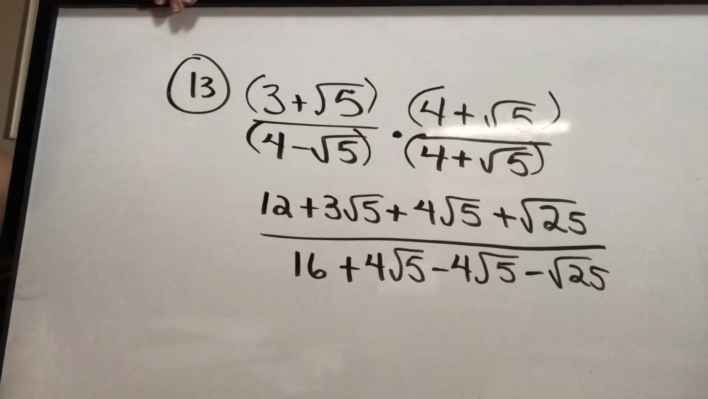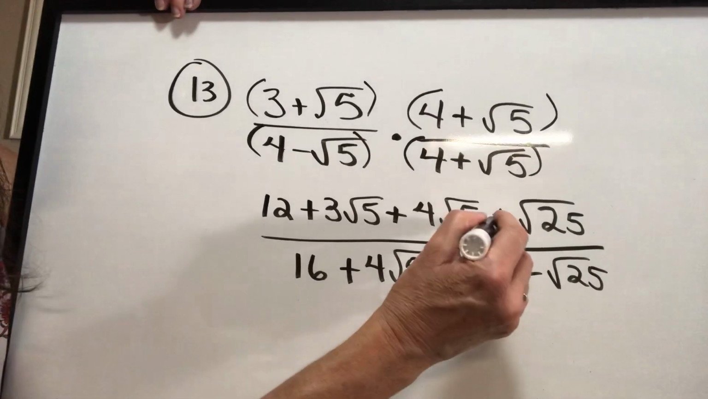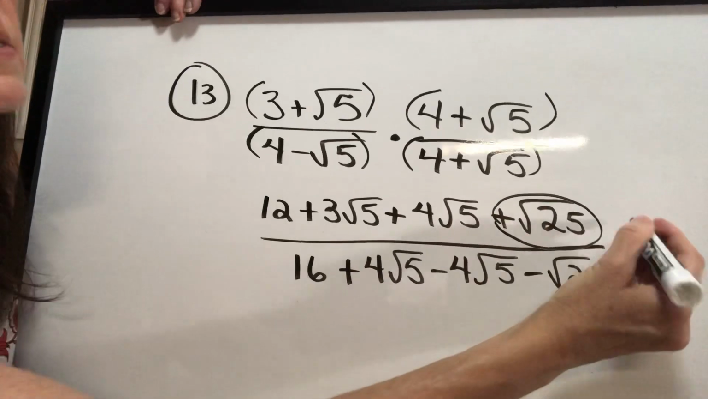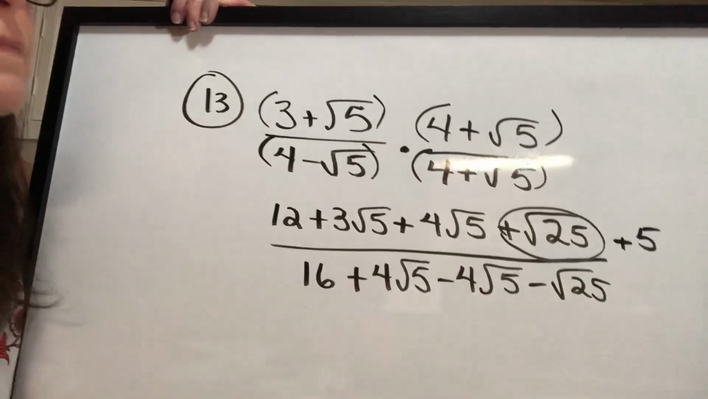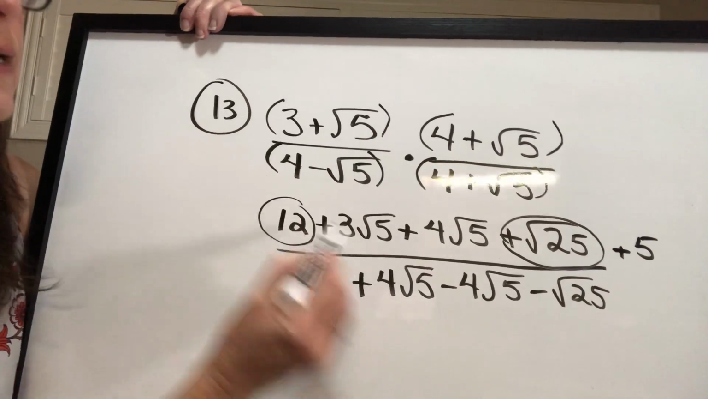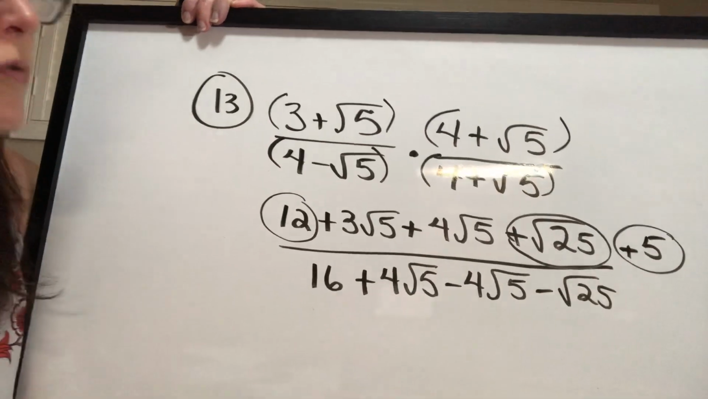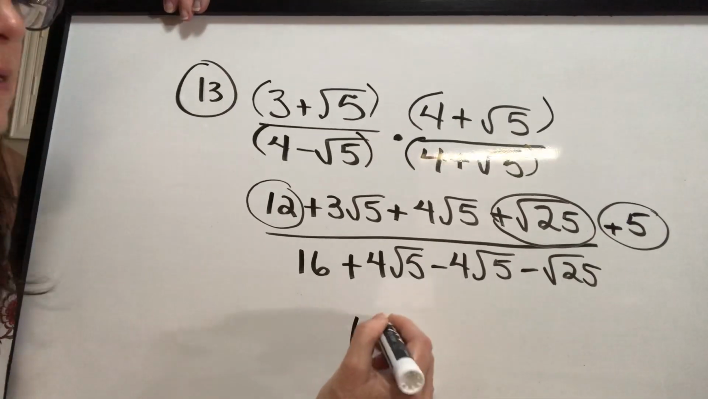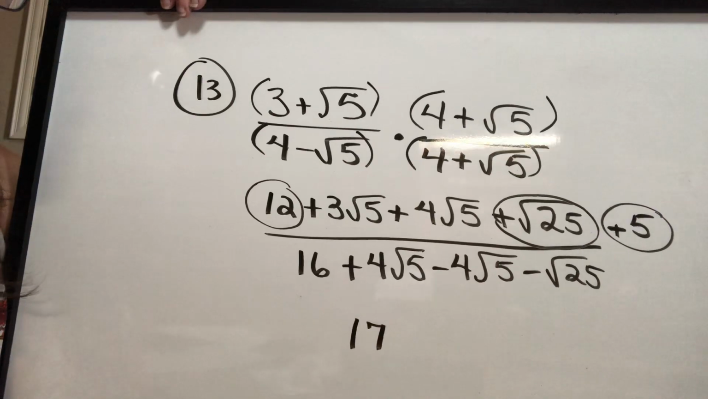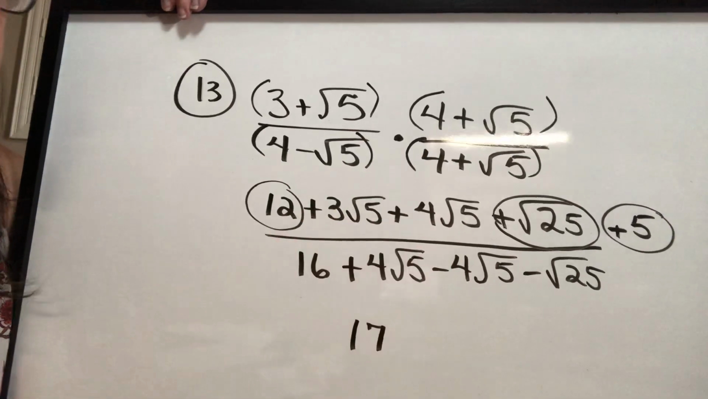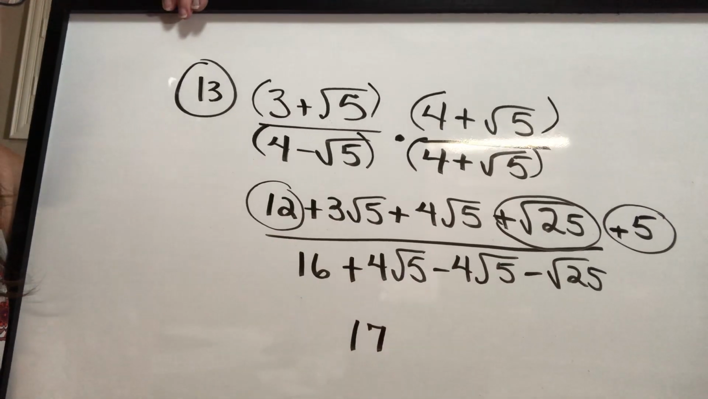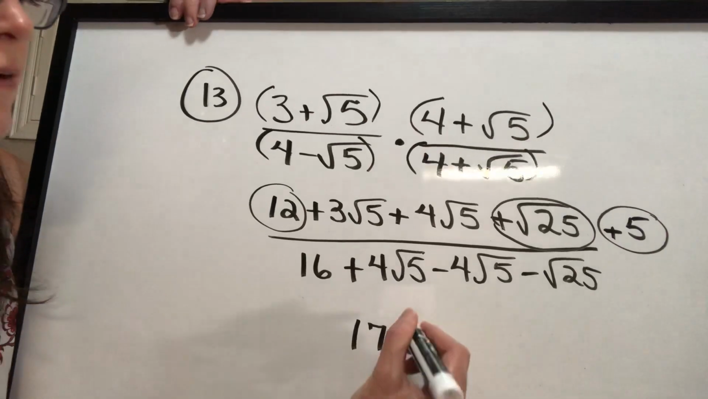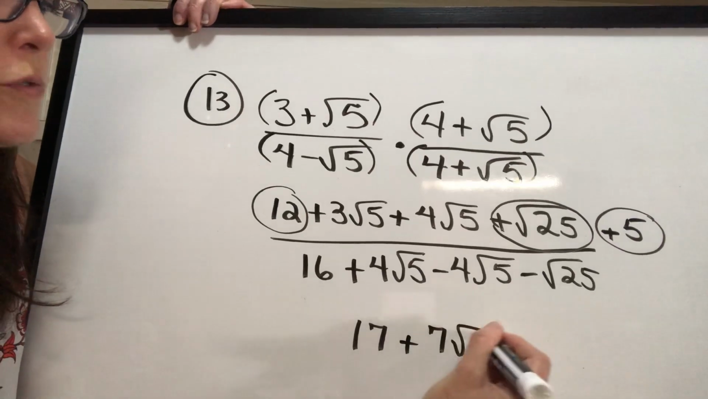Okay, now we can simplify this. So the square root of 25, since it's positive, will be positive 5. So the 12 at the beginning could be added with that 5. So 12 plus 5 would be 17. Then these two radicals in the middle could be added. So 3 square root of 5 plus 4 square root of 5 would be 7 square root of 5.